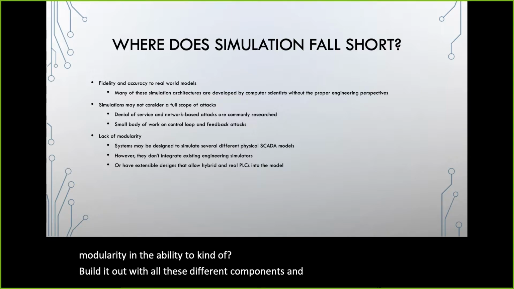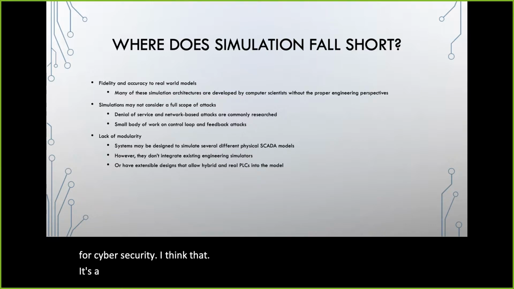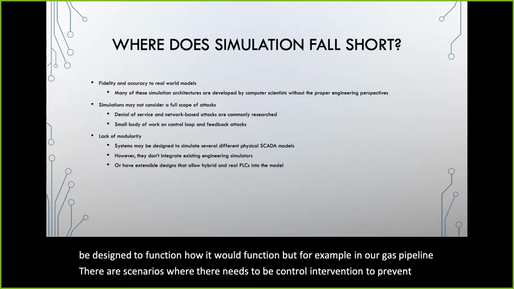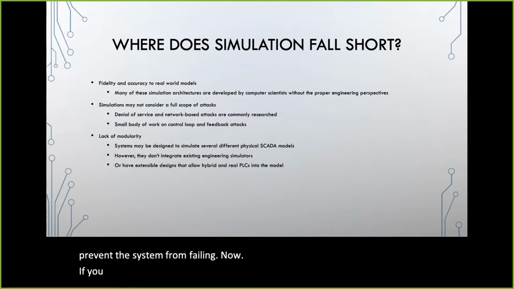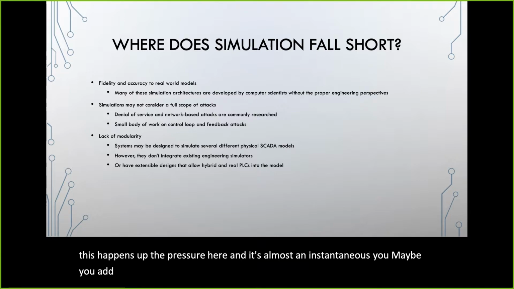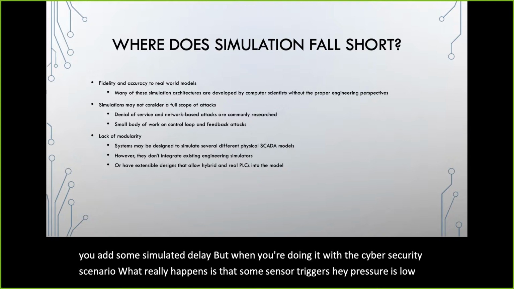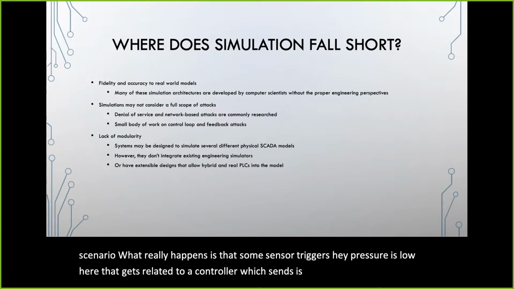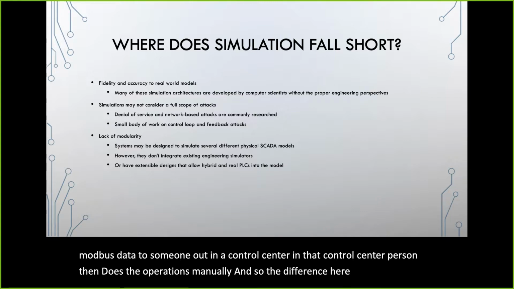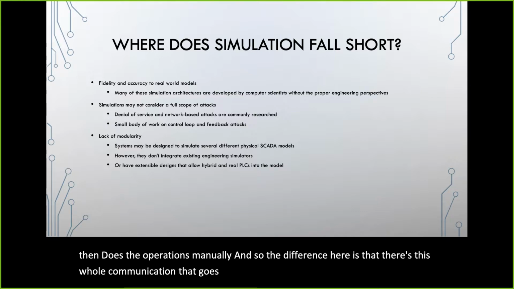When you're developing for cybersecurity, it's a little bit different than the engineering approach. You still want the system to function how it would function. But for example, in our gas pipeline, there are scenarios where there needs to be control intervention to prevent the system from failing. If you were to model it as an engineer, you would just put a mathematical function inside the simulation that says, if this happens, flip this valve, or if this happens, up the pressure here. It's almost instantaneous, or maybe you add some simulated delay. But in the cybersecurity scenario, what really happens is that some sensor triggers that pressure is low, that gets relayed to a controller, which is either polled or sends some Modbus data to someone out in a control center, and that person then does the operations manually. So the difference is that there's this whole communication that goes back and forth versus just having it built into the model.